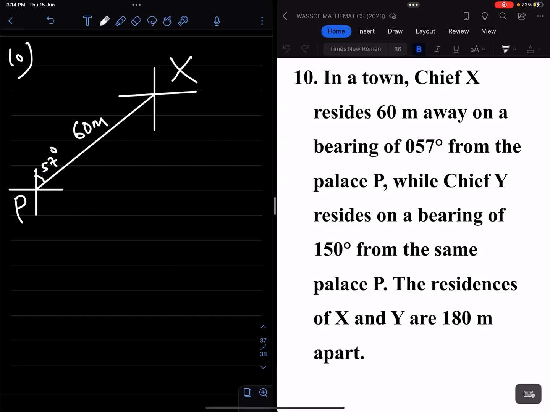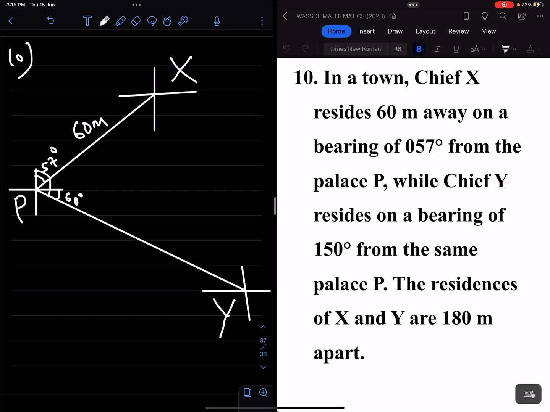Let me take that again. Let this be 150 degrees, and this will be where Chief Y resides. That's the residence of Chief Y. Now, if this is 150 degrees, that simply means this small angle will be 150 minus 90, which is 60 degrees.